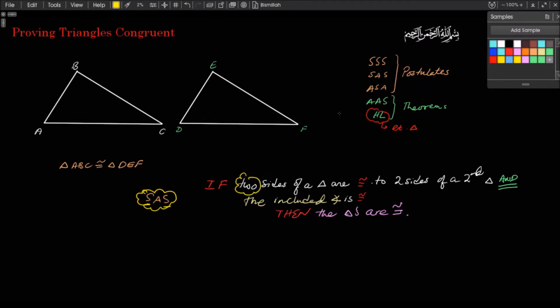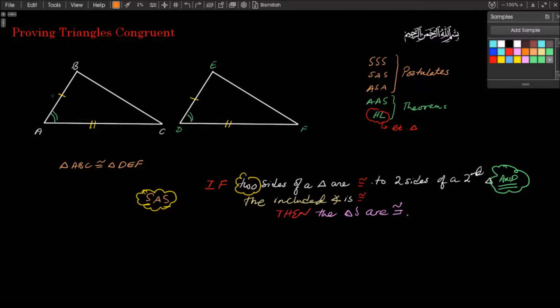Now, if 2 sides of a triangle are congruent, let's say AB is congruent to DE over here, and AC is congruent to DF over here, and we're given that the included angle is also congruent, then these two triangles are congruent. It's very important to understand this concept of included angle. These are the two sides, and this angle over here is the included angle. That is the angle that's between those two sides. These two angles over here are the excluded angles.